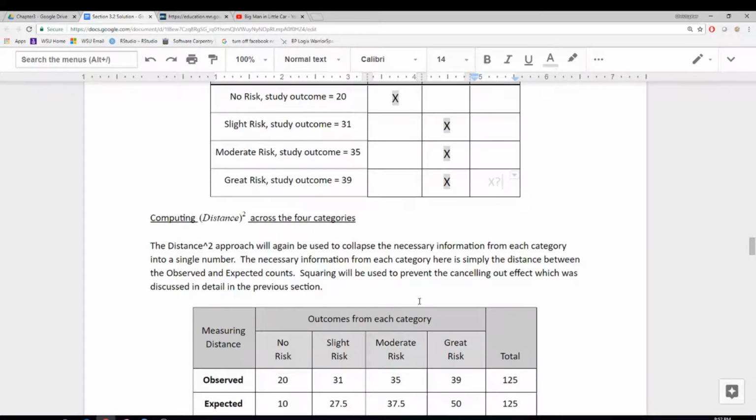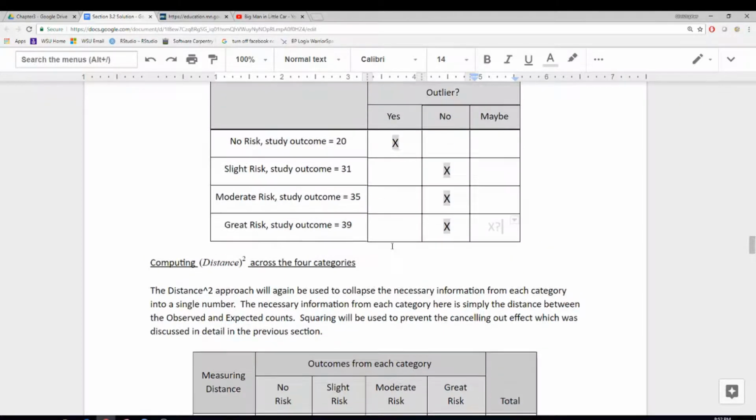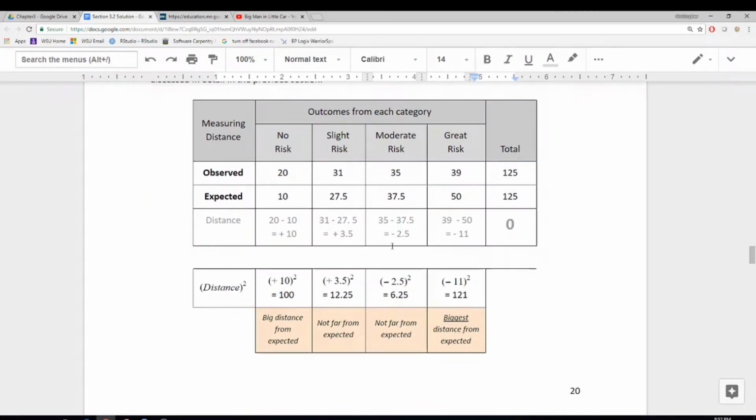Okay. Now let's go ahead and compute the distances across those four categories like we did before. All right, so what we're going to do is just simply take the 20, which was the observed outcome for no risk, subtract the 10. So 20 minus 10, I get a positive 10. Okay, I'm going to go ahead and square that quantity using method 2 here, the squared distances. So 10 squared is actually 100, so that math is pretty easy there.